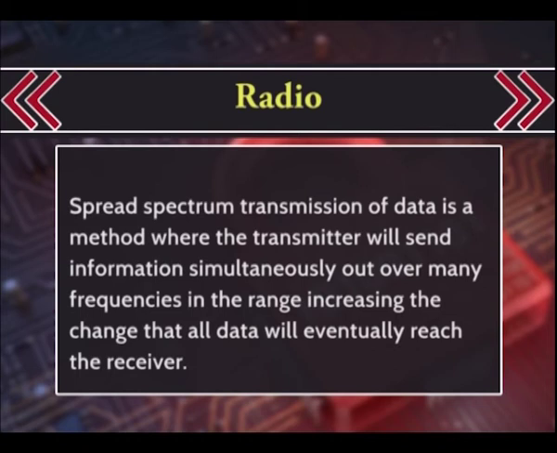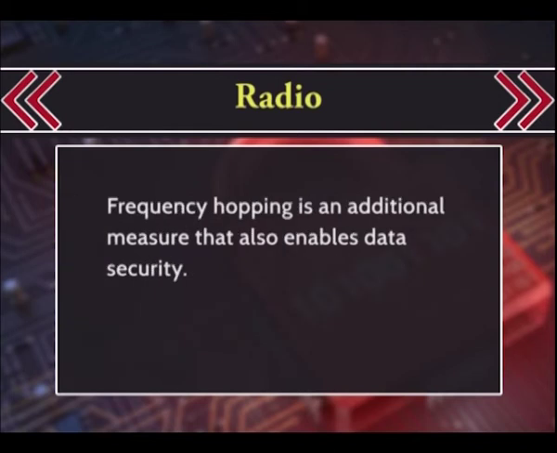Spread spectrum transmission of data is a method where the transmitter will send information simultaneously out over many frequencies in the range, increasing the chance that all data will eventually reach the receiver. Frequency hopping is an additional measure that also enables data security.